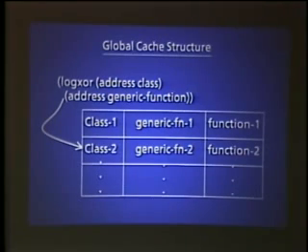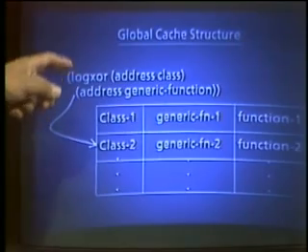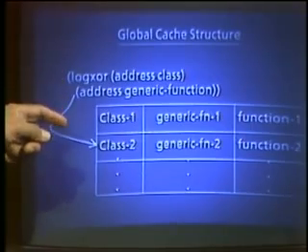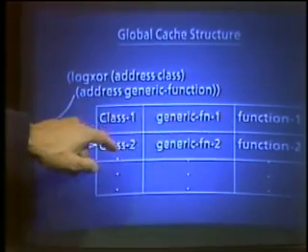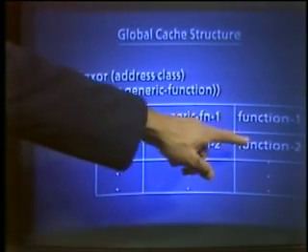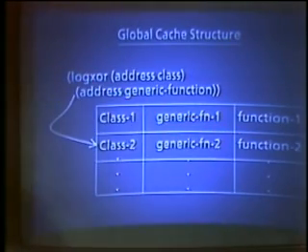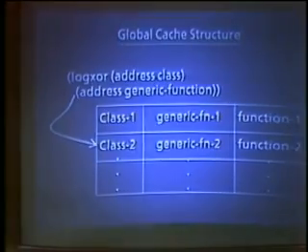Now, the way it works very simply is you just use the internal address of the class and of the generic function as keys, and you do something like the logical exclusive OR, and you can find a position in this table. And if you use these two, and if it's here, then this is the code to use. So it's a very simple lookup table.